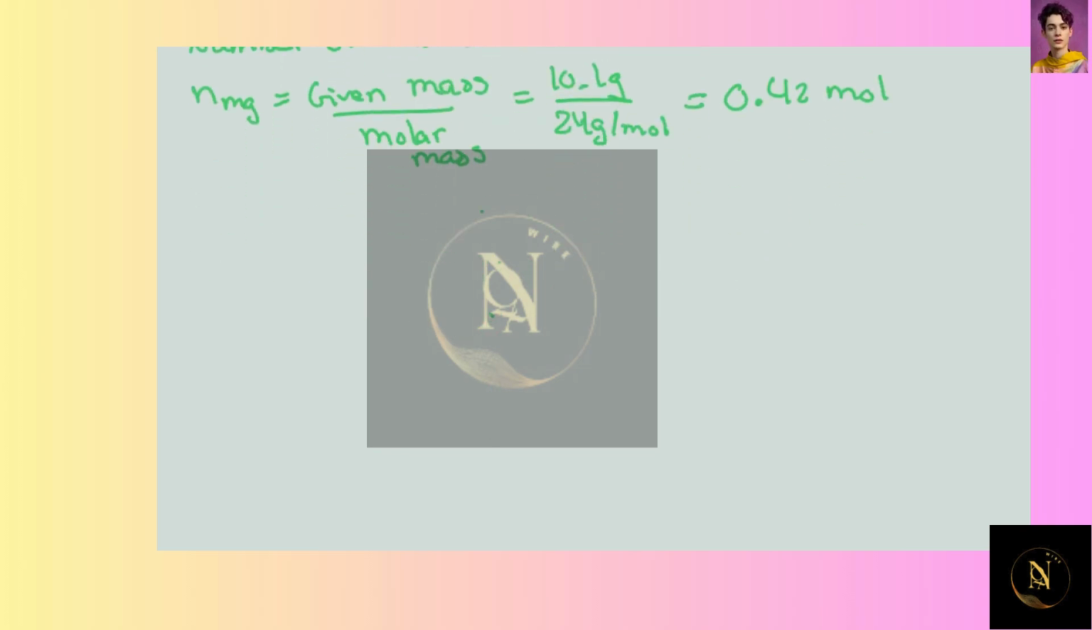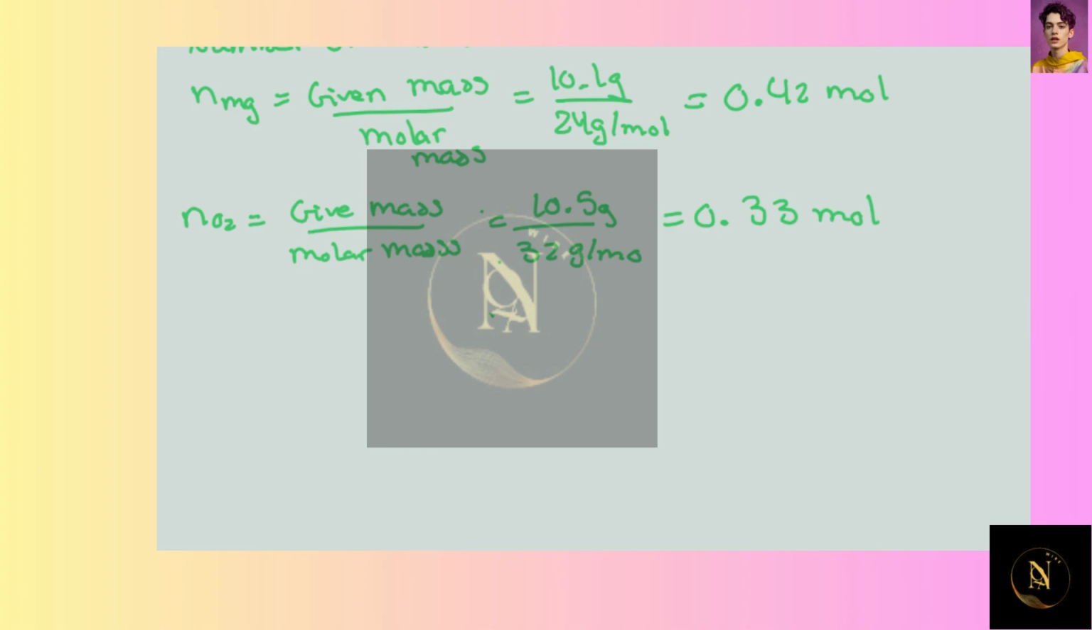And then we have the number of moles for O2. Again, it's the given mass over the molar mass. Using substitution, I get 10.5 grams divided by 32 grams per mole. And 10.5 divided by 32, I get 0.33 moles when rounded to 2 decimal places.